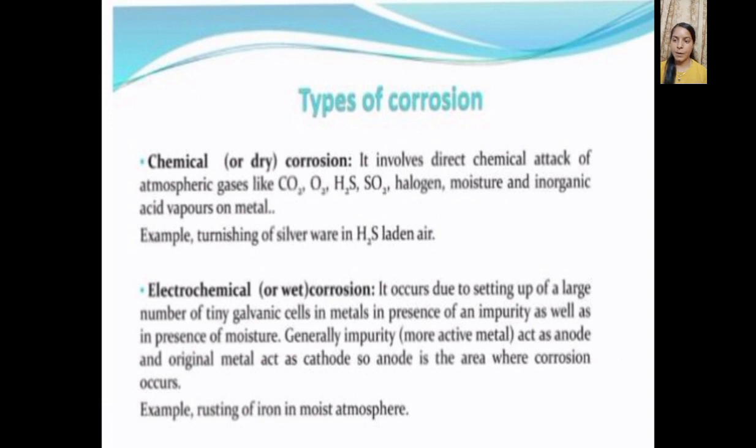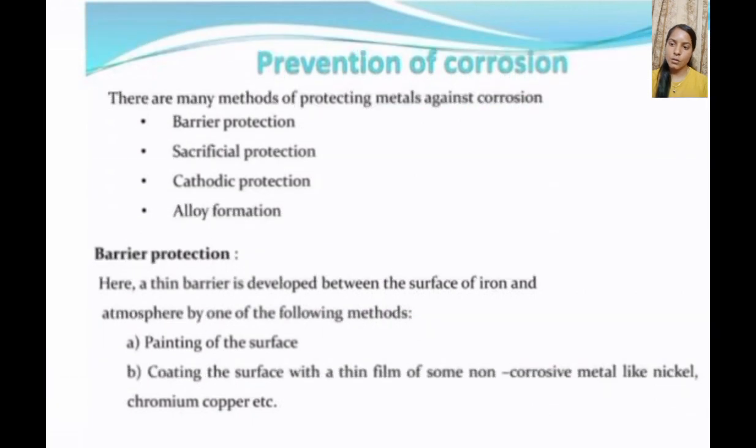Secondly, let us see about electrochemical corrosion or wet corrosion. It occurs due to setting up of a large number of tiny galvanic cells in metals in the presence of an impurity as well as in the presence of moisture. Generally, the impurity or more active metal acts as anode and the original metal acts as cathode. So, the anode is the area where corrosion occurs. Example, rusting of iron in moist atmosphere. Prevention of corrosion.